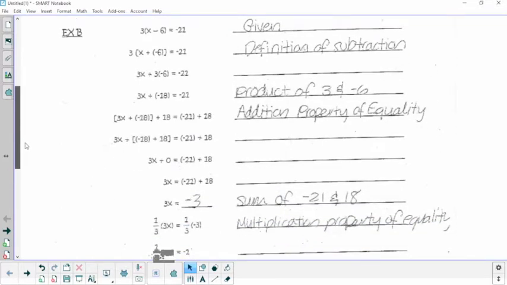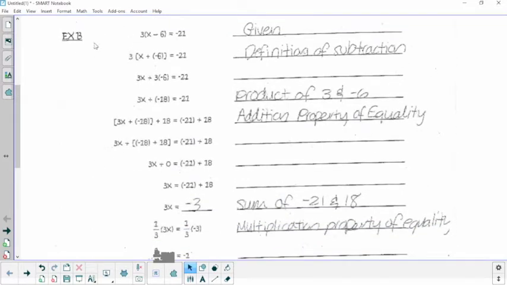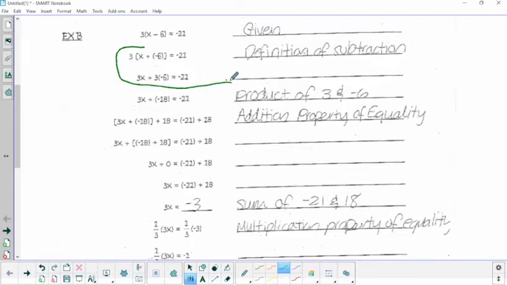In this second example, I'm going to pause as we go to see if you can guess what comes next. Comparing these two steps will get me what goes on this line. The difference between these two steps, 3 times the quantity x plus negative 6 equals negative 21, and 3x plus 3 times negative 6 equals negative 21, that would be the distributive property.